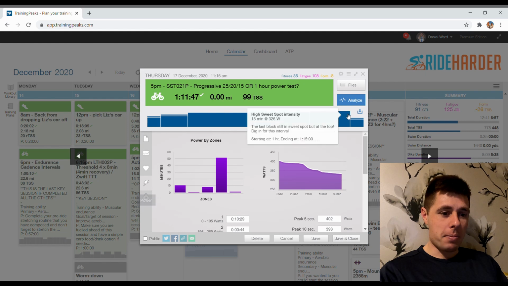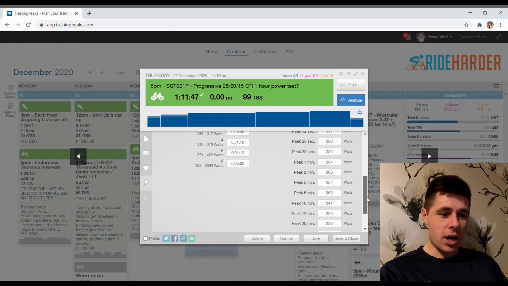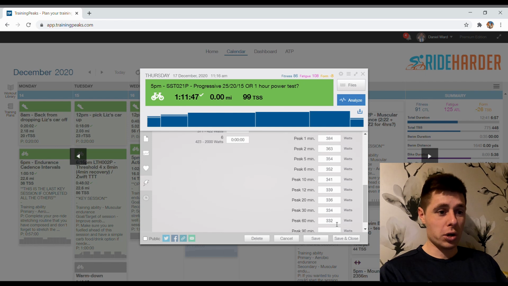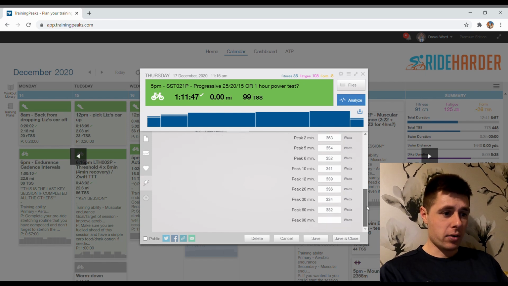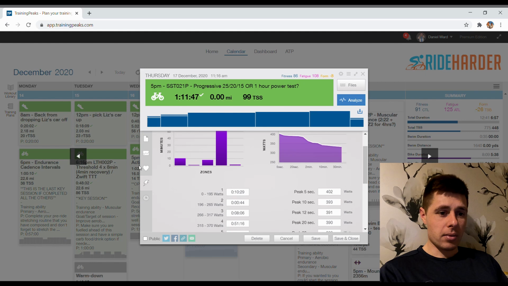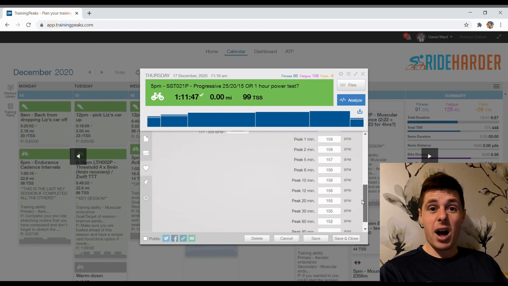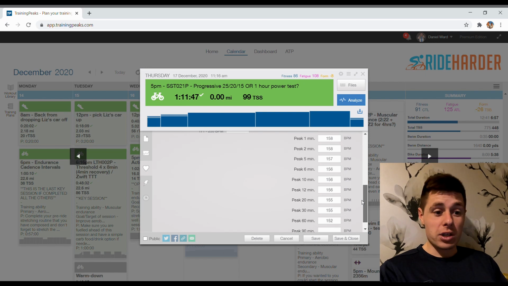So I'll have to look at my peak 1 hour power. So you can see here, the peak 60-minute power is 332 watts on the pedals. And if we look at my heart rate, my peak 60-minute was 152 beats a minute. So from that, I can say my threshold power is 332. My threshold heart rate is 152.